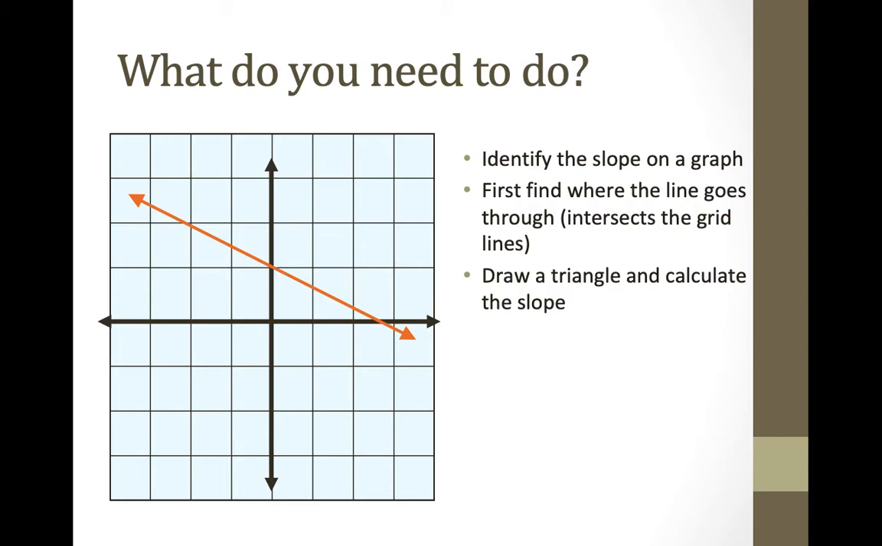So identify slope on a graph. Find where the line intersects grid lines. So on this one, there's an intersection. That's almost an intersection, but not really. But that's definitely one.